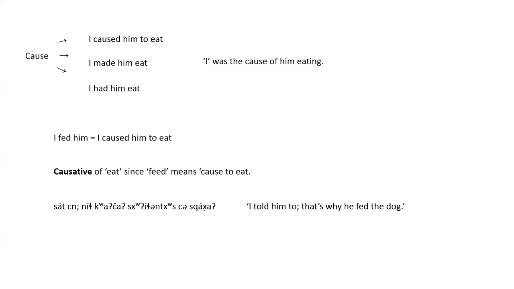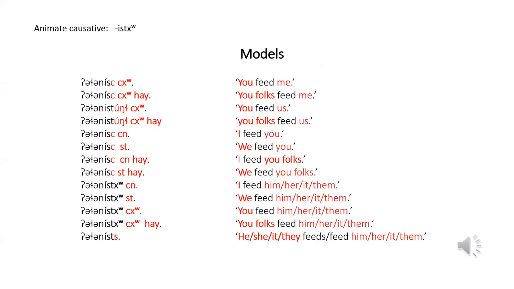Now we're going to move on to the animate causative with the east suffix. The root of the verb in each of these models is ichlen, eat. Ichlen is basically an intransitive verb. For example, ichlensen means I ate, no direct object. When the suffix east is added to ichlen, the meaning becomes cause to eat, which is usually translated to feed in English. The east suffix turns an intransitive verb into a transitive verb.